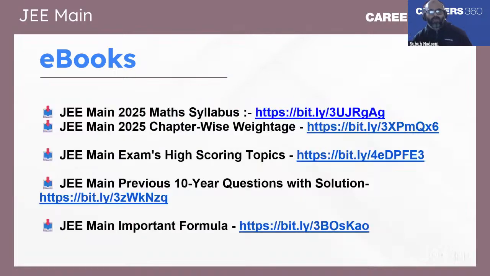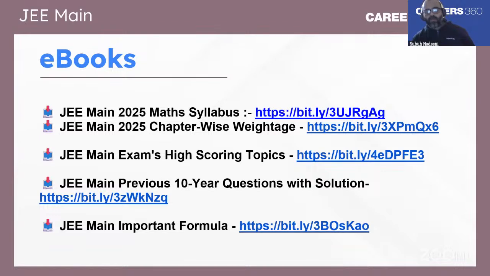Then we have some more ebooks like JEE Main 2025 Maths syllabus, and all these links are available in the description. JEE Main 2025 chapter wise weightage we have already discussed. JEE Main exams high scoring topics, that also we discussed in the previous slide. JEE Main previous 10-year questions with solutions. So there are lots of questions with their solutions of the last 10 years of the JEE Main exam, which is available through this link. और इसको करने के बाद you will benefit a lot.